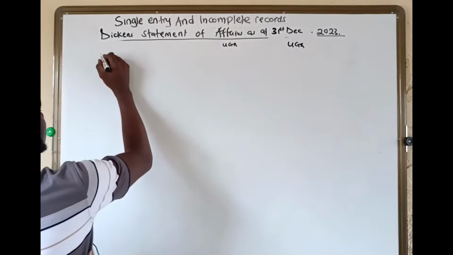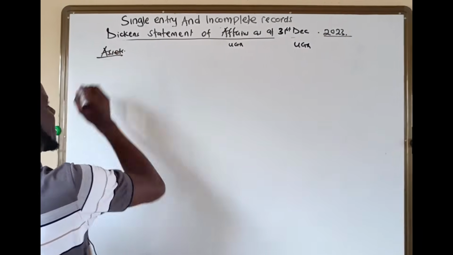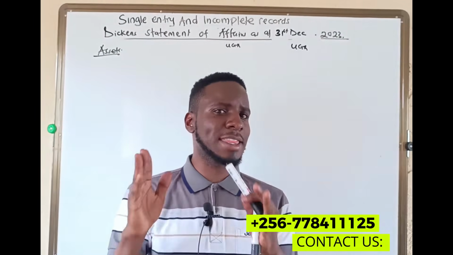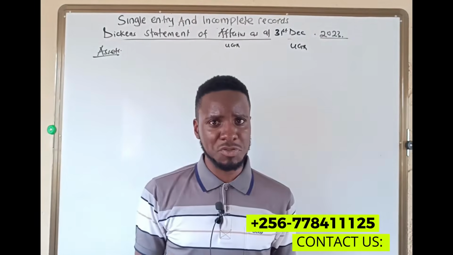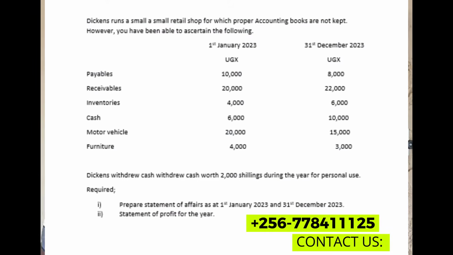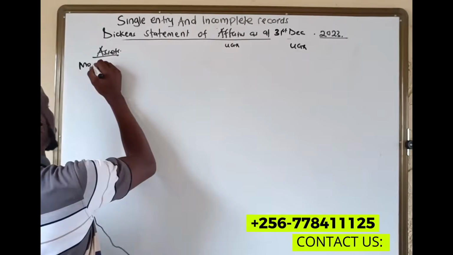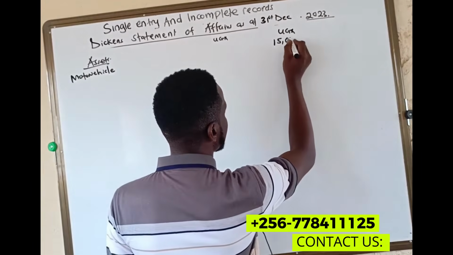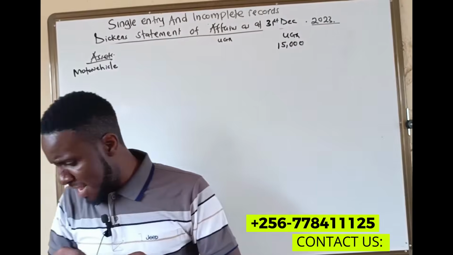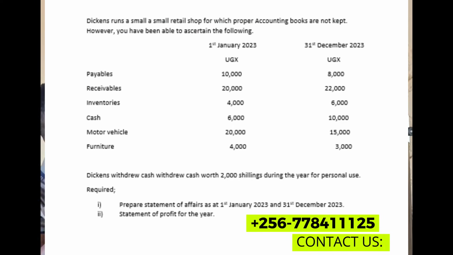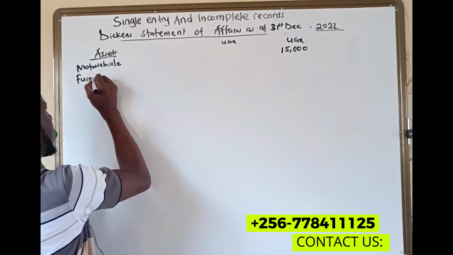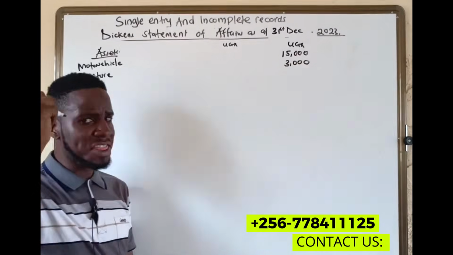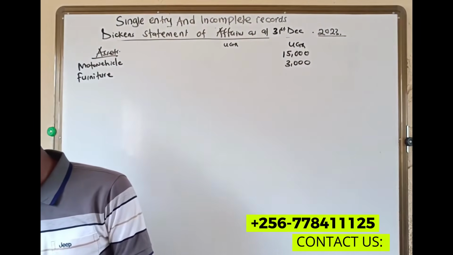So we start again. We shall find our assets. Now, we are going to get the balances or the items which are in the column of 31st December 2023. So we start. As you can see, we still have our motor vehicle, and it's worth 15,000. That's what we have. Then we have furniture, and furniture was worth 3,000. Then we have receivables worth 22,000.